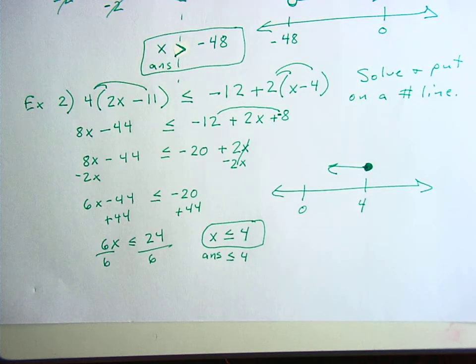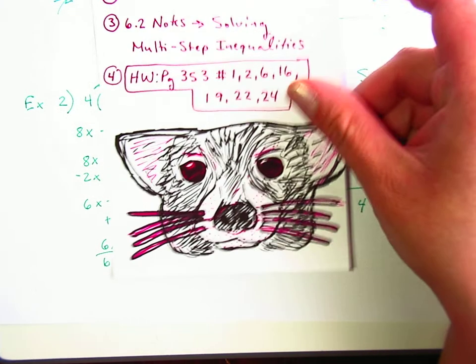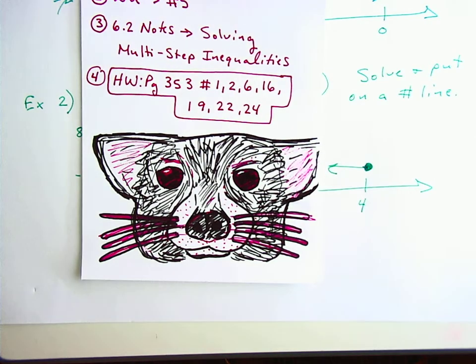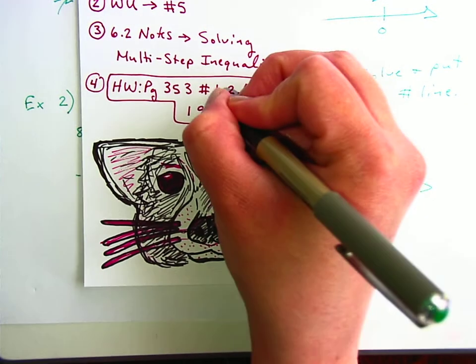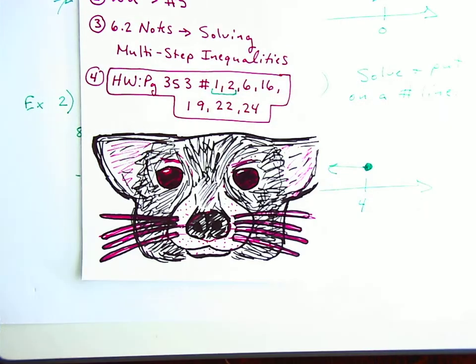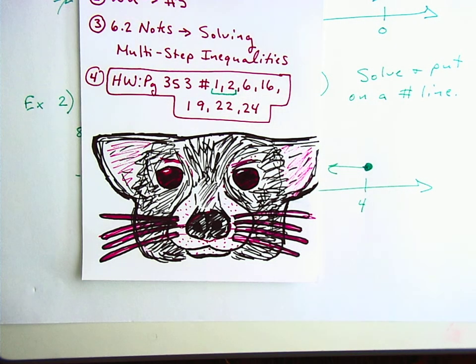All right, that's it for the notes. Your homework is 7 whole problems right there, page 353. Numbers 1 and 2 are like the warm-up. 6 is kind of like written out in words, but you just transcribe it and then write it down as an equation and solve it. 16 and 19 are like example 1, and 22 and 24 are like example 2.